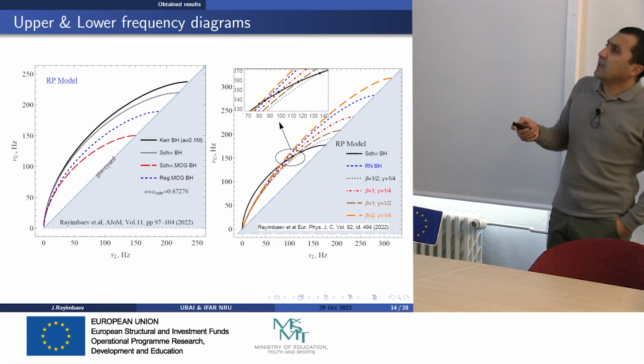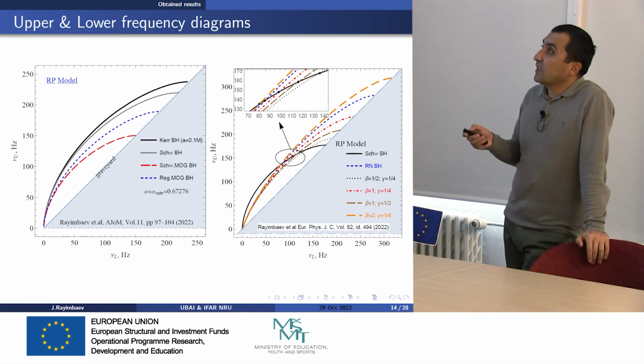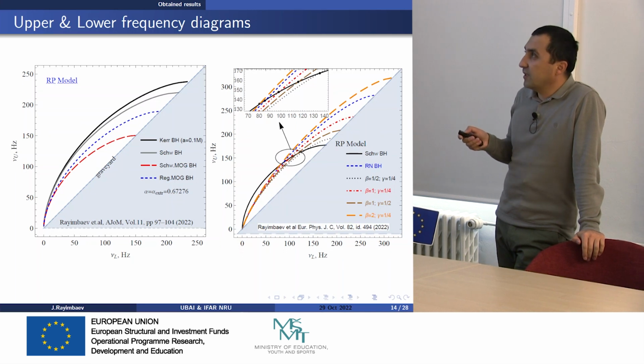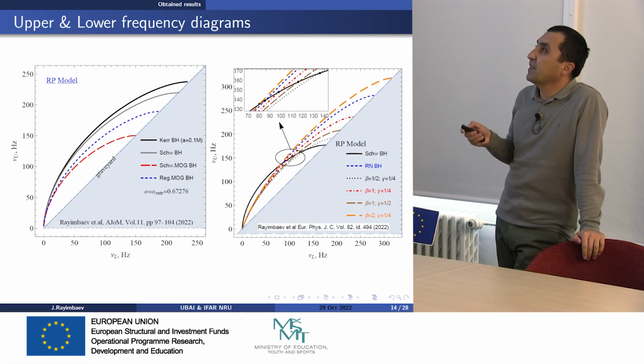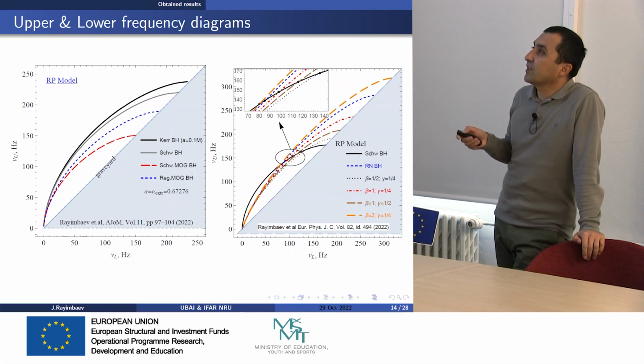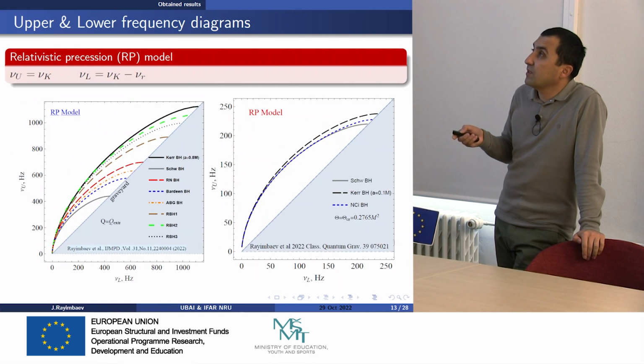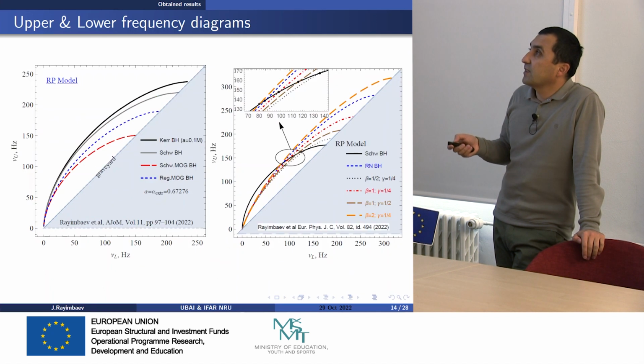And here are similar results for the Schwarzschild-Mach and the regular Mach black holes. We can see that the curves of the S-Mach and the regular Machs lie under the Schwarzschild line. These Mach effects show under the Schwarzschild line.